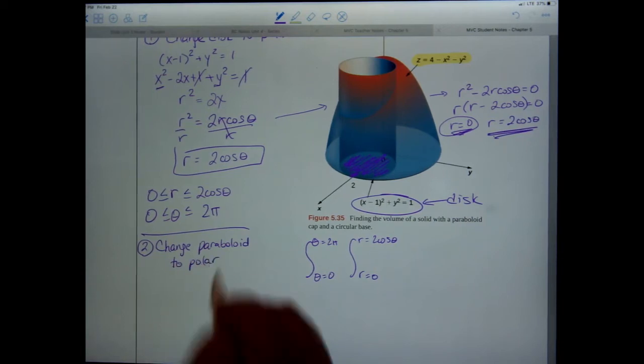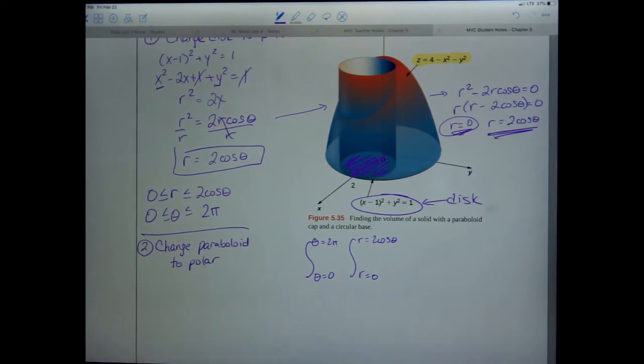Wait, how did you figure out the limits for the theta? Because it's a full circle base. I have to do all the way around the circle.